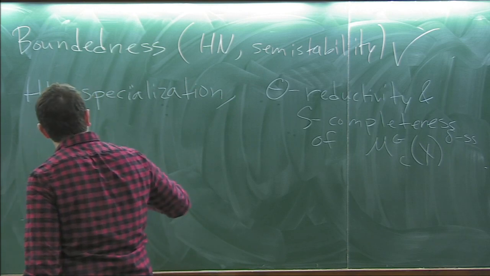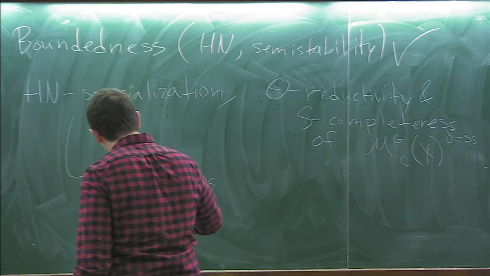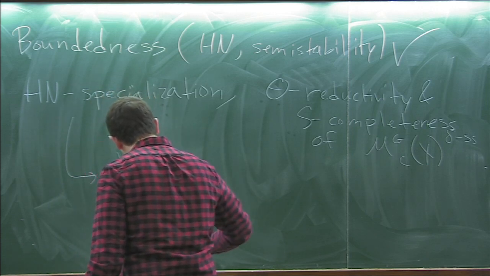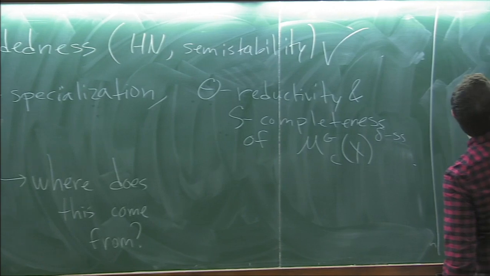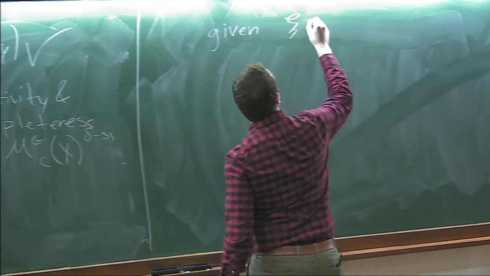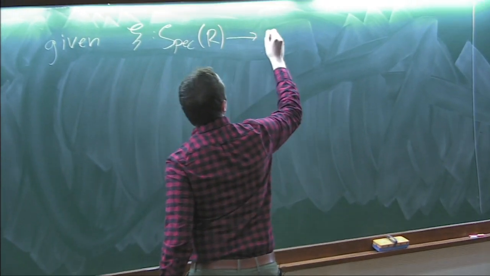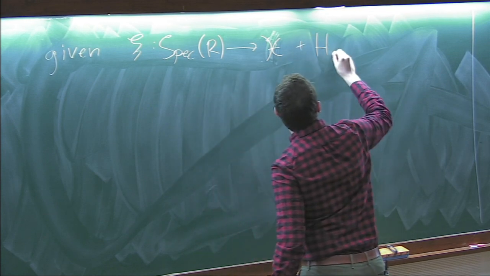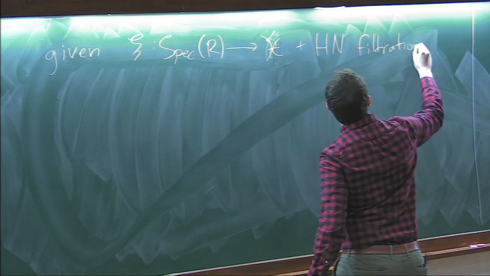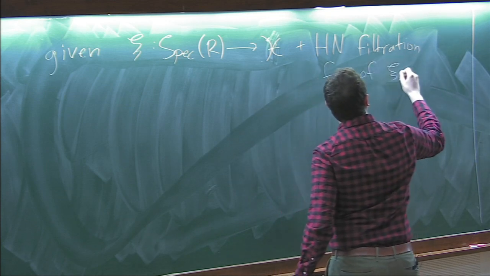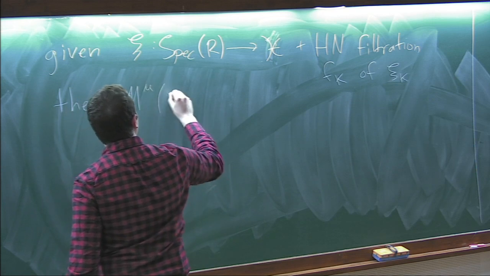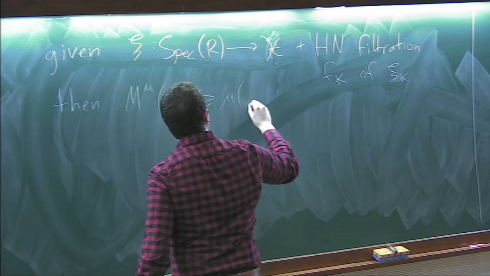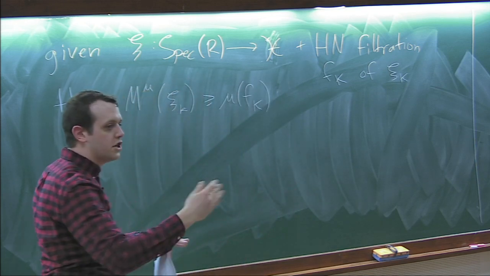So where does this come from? This condition has its origins in geometry. Basically, we have this new way of thinking. Given a family X plus an HN filtration F_K of the generic fiber, then mu of the special fiber is greater than or equal to the value of the numerical invariant on this filtration. And if equality holds, it should extend to a filtration of the family.